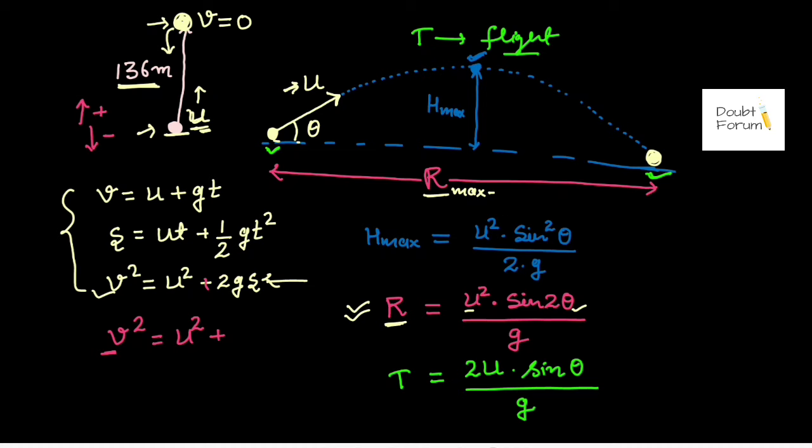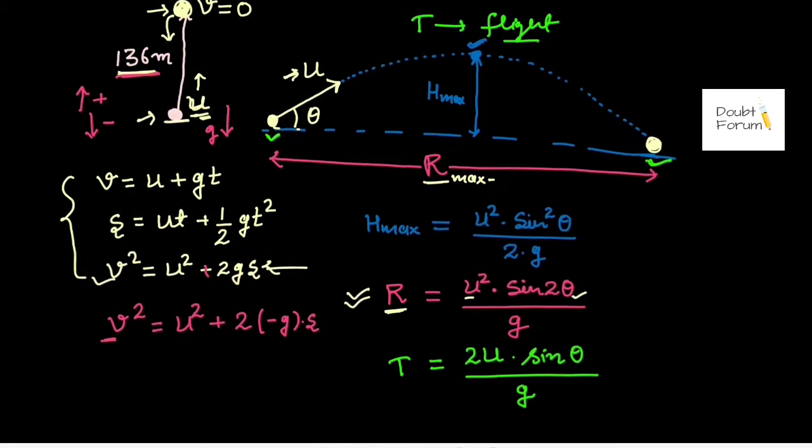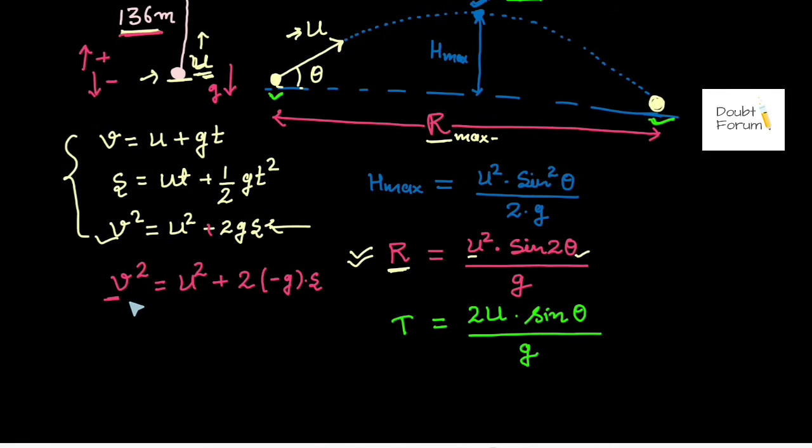So u is upward, so it is plus 2. Acceleration due to gravity is working downwards, so it would be minus g actually. And s, which is the displacement, is 136 meters. So from here we can calculate: v is 0, so 0 = u square minus 2 into 136, that is 272 g.